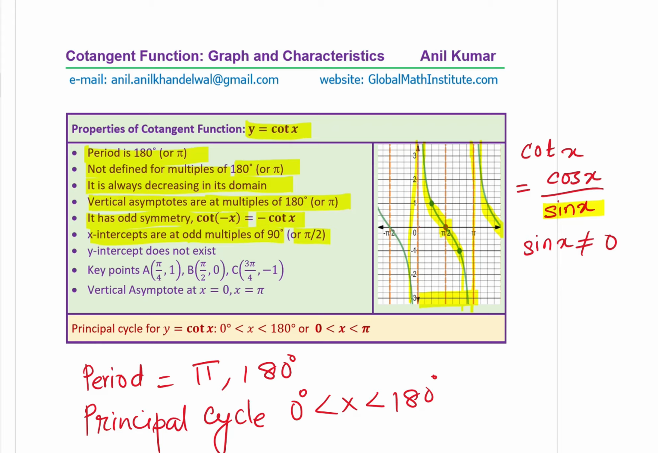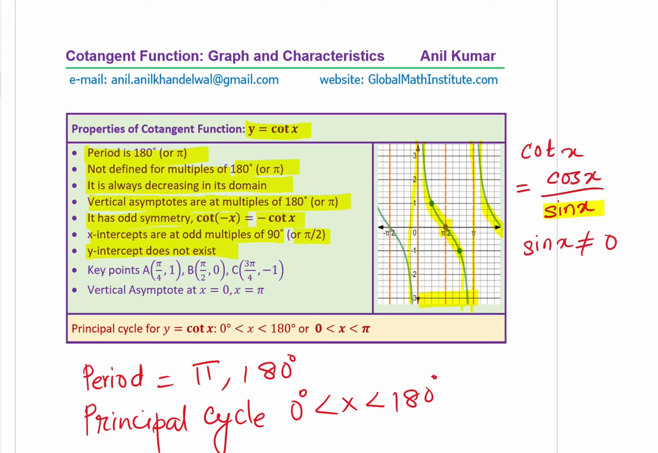X-intercepts are at odd multiples of 90 degrees or pi by 2. As you can see here, so pi by 2, 3 pi by 2, 5 pi by 2, these are the odd multiples where we are going to have the zeros for the cotangent function. The y-intercept does not exist. In fact, the y-axis is a vertical asymptote.